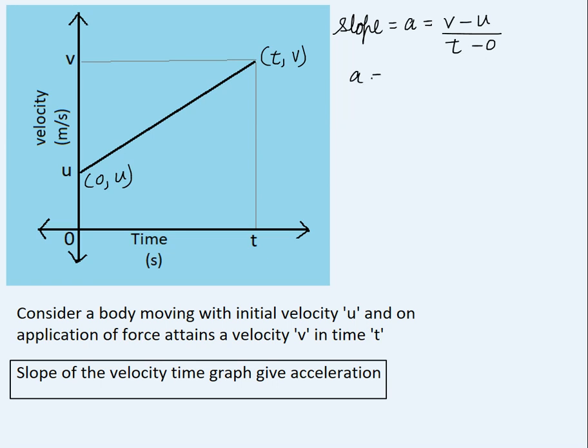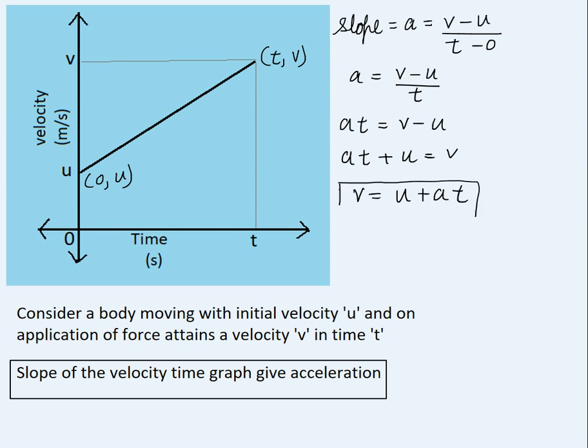So I have a equal to v minus u upon t. I transfer t to the other side, I get at as v minus u. I take u to the other side, I get at plus u as v. So I can write it as v equal to u plus at. So this becomes the first equation of motion.